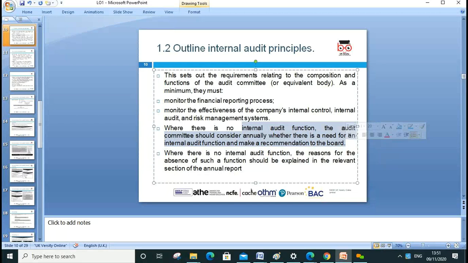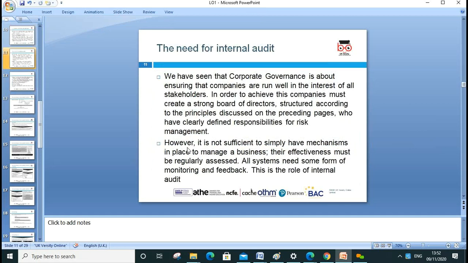So internal audit always detects earlier, because external audit is once a year when you submit your accounts, and for a very limited time. But internal audit moves around. They can go to different departments, look around the functions and the processes, detect the fraud, and minimize the risk, which is the probability of something happening. Where there is no internal audit, the reason for the absence of such a function should be explained in the relevant section of the annual report. You should explain why you don't have an internal audit.